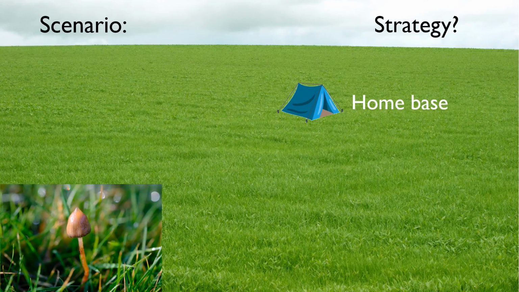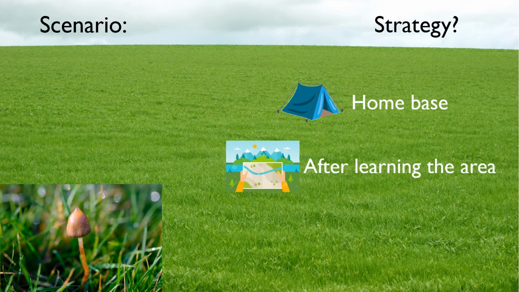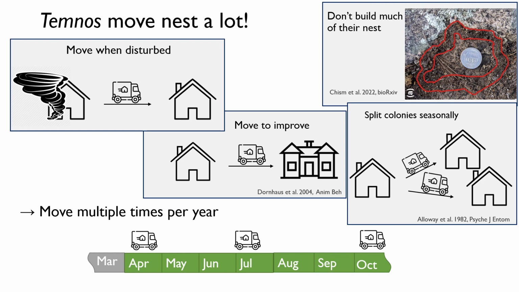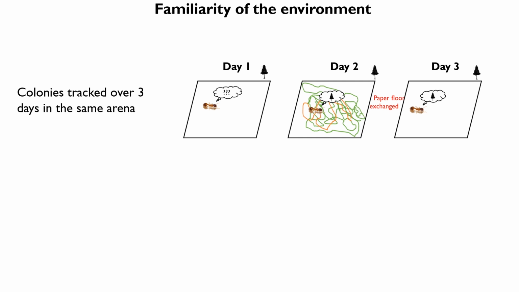Going back to the scenario, how would you change your search movements as you become more familiar with the area and you know more how to get back to the tent and where the best spots for these mushrooms are? Well, this scenario is also biologically relevant for my study species because they do move their nest multiple times per year, so they have to familiarize themselves with their surroundings a lot. And to test this, we tracked these ants over 3 consecutive days.